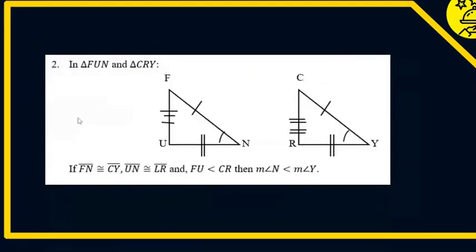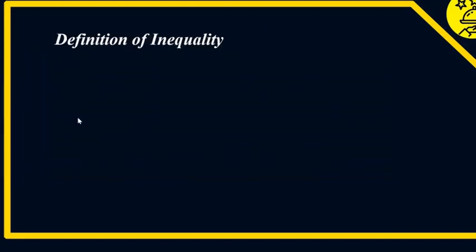Second example, if a triangle FUN and a triangle CRY. So here we have if we have the side FN is congruent to side CY, UN is congruent to LR, and FU is less than CR, then the measure of the angle N is less than the measure of angle Y.